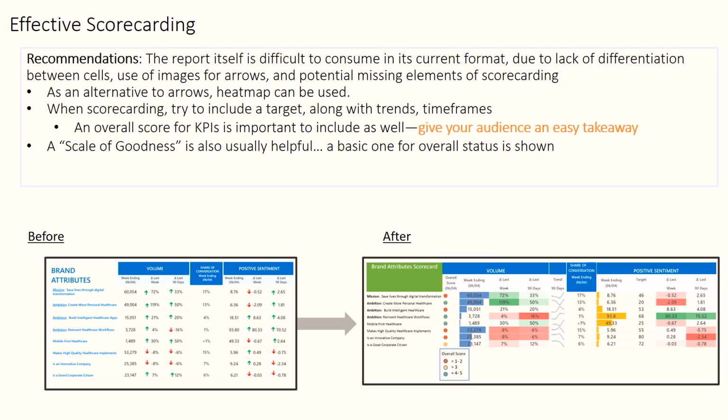So just as a general takeaway, make sure you give your audience that overview score, that sense of how we're doing in general against each one of these targets and missions. As well, put some thought into things like scale of goodness and how you're showing things like trend to enable additional decision making to happen and deeper insights to occur.